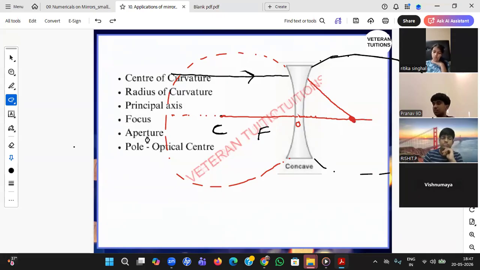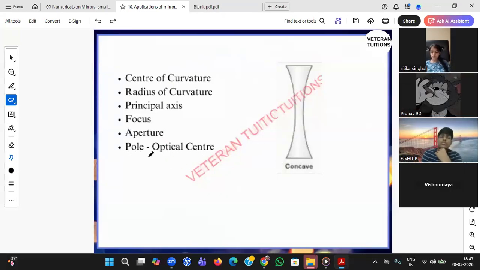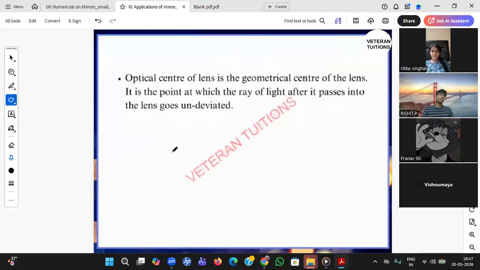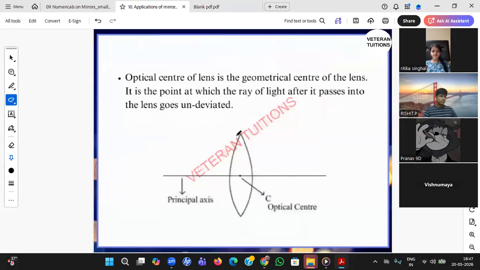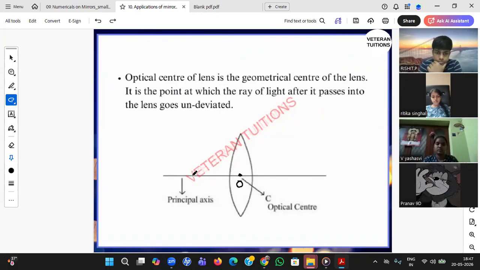Aperture, it is well understood that the particular part, beta, from where the light can refract. So I'm not using the word reflection now. I'm using the word refraction. This particular piece is nothing but where the light can refract. This size is nothing but aperture. Okay. Yeah, pole, optical center. Even though I already said that you take a convex lens and this is an optical center, the definition is optical center of lens is geometrical center of the lens. You see, this is a geometrical center, but another definition is also there.